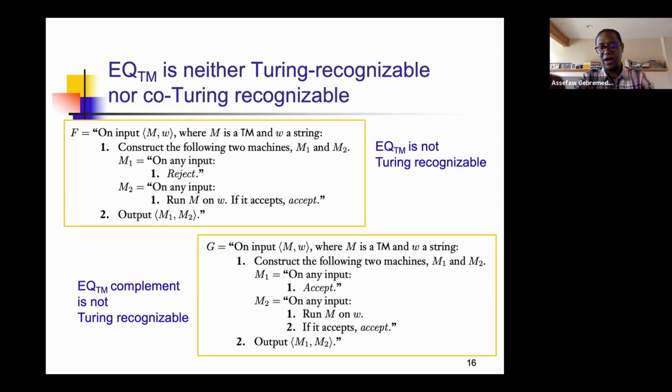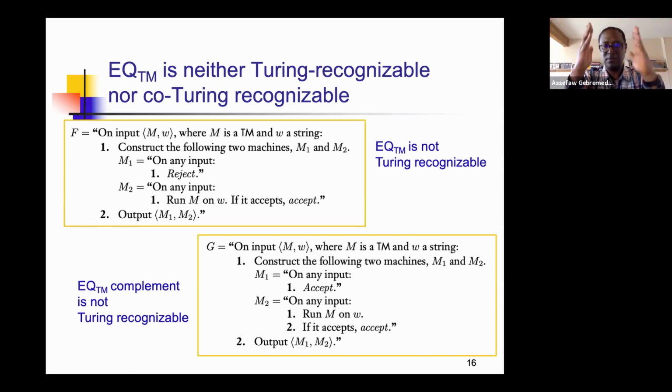So this proof has made it possible for us to show that EQTM is not recognizable, and its complement is not recognizable, and for both of these we produced mapping reducible function F and mapping reducible function G that would treat each one of these two. And this is the place where I wanted to stop, and this is the place where I wanted to wrap up the discussion about mapping reducibility.